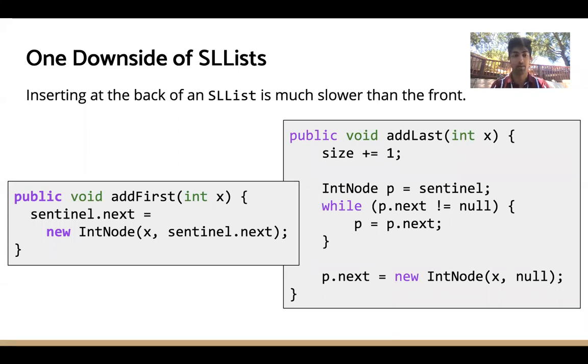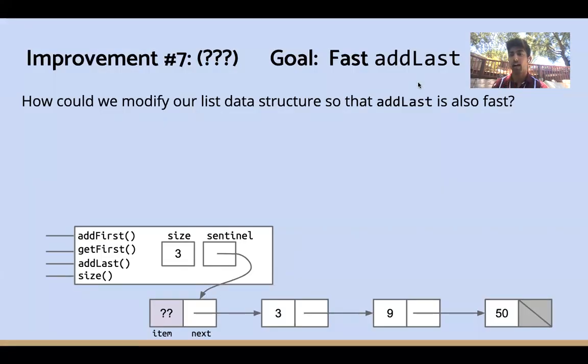and especially right now with linked lists and this example. So one downside of an SL list is that inserting at the back is much slower than at the front. We've looked at add first and add last, and we can kind of see that add last takes a lot more time. If I have a really long linked list, I have to go all the way to the back, right? And it's not that efficient, okay? So let's try to figure out a better add last, something that makes it just as fast as add first.